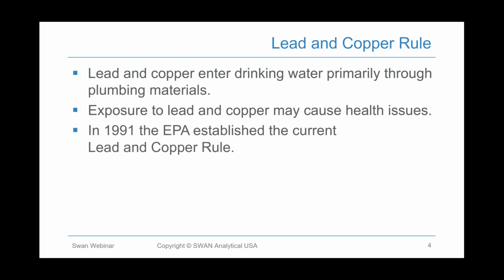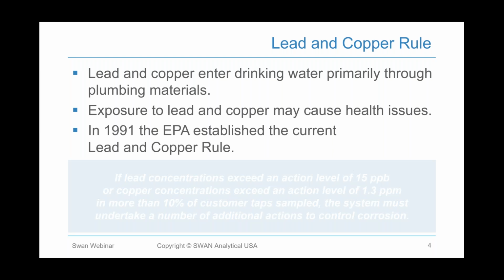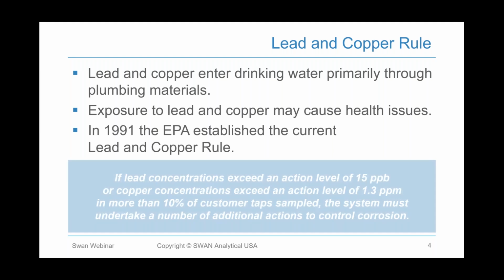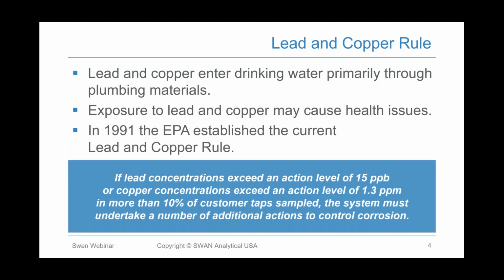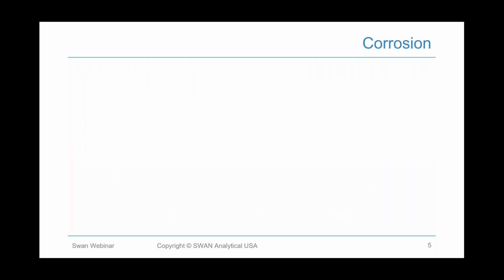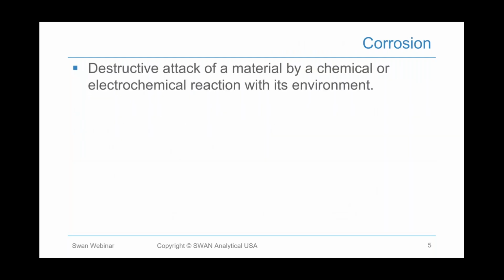So lead and copper pipes can leach out into the water, and exposure to those things can cause health issues. And we're all familiar with some of the stories that have made national news recently as to what problems that can cause. And in 1991, the EPA established our current lead and copper rule. And this is an excerpt from it. If we exceed an action level of 15 ppb for lead and 1.3 parts per million for copper in more than 10% of customer taps, then we've got to take some actions to control corrosion. So we're all looking to get out ahead of the game on those things.